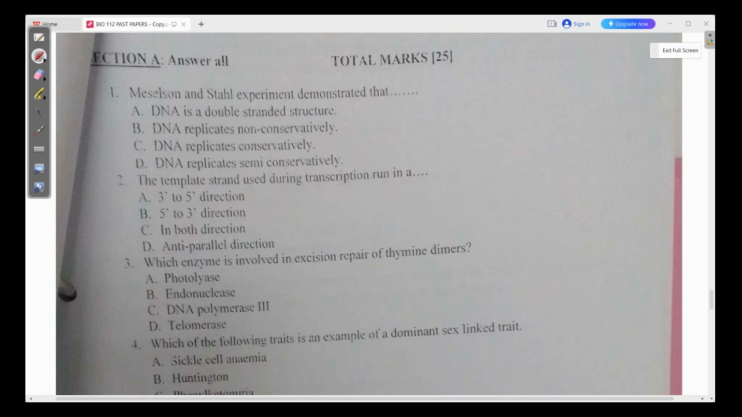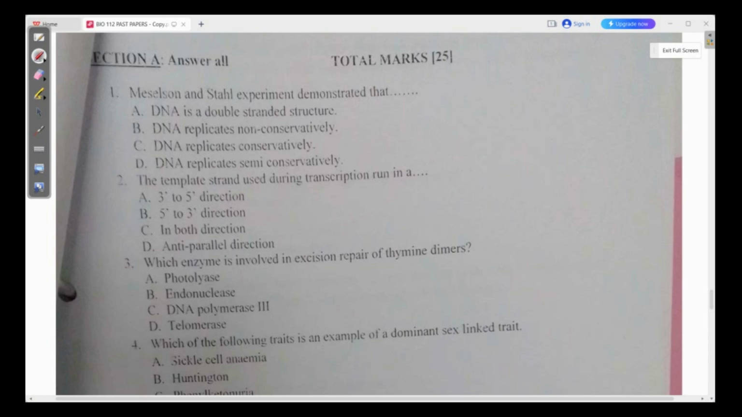So before we go in, you have to be aware that this paper has, I think, three sections. There is section A, B, and C. Section A has 25 questions, and as you can see here, it is indicated that the total marks for this section is 25. That is, each single question carries a single mark. So let's start. Question 1.